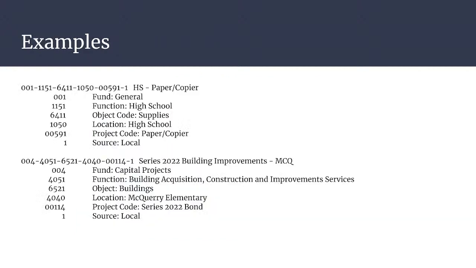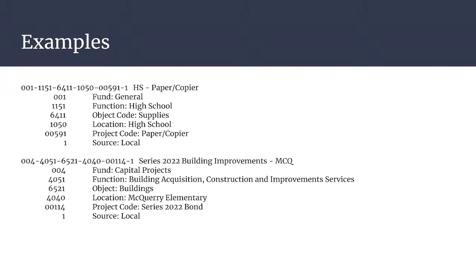I have 2 examples of our accounting codes. The first one is the high school paper and copier. As you can see, each set of numbers corresponds to the DESE code structure. The fund is the first 3 numbers, Fund 1, which is general. The next set of numbers is the function code, which describes what the action is being used for. In this case, it's being used for the high school.